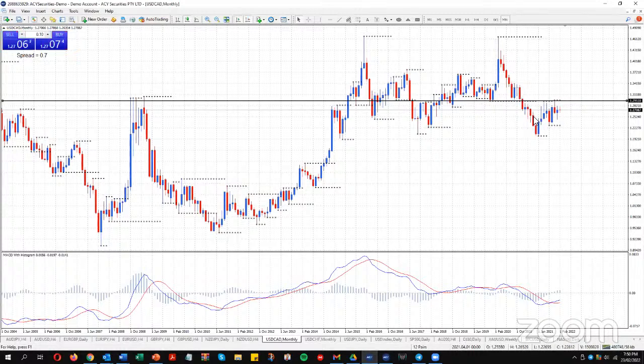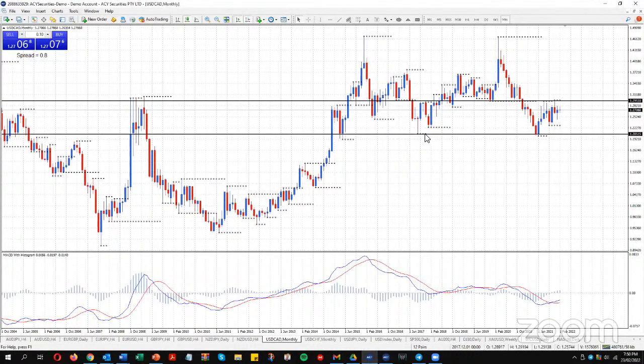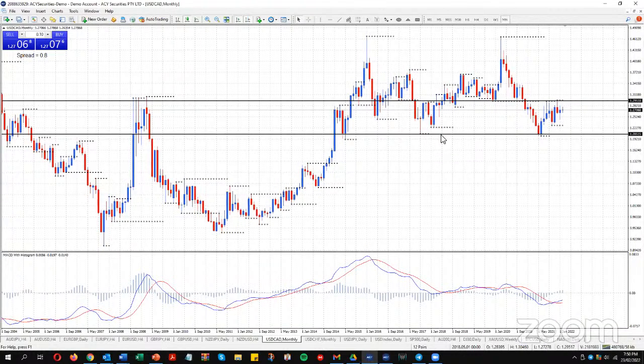Yeah, we moved down below that level and we came to monthly support over here, 120.61.